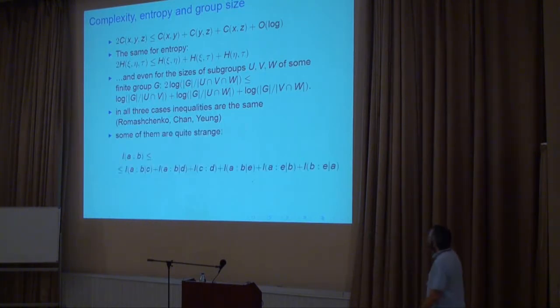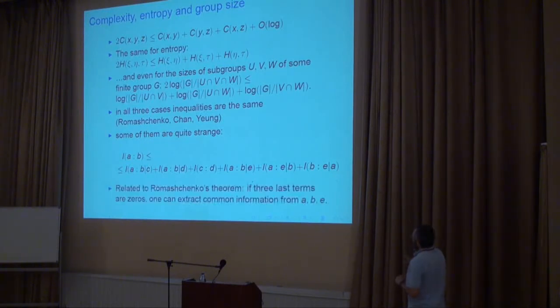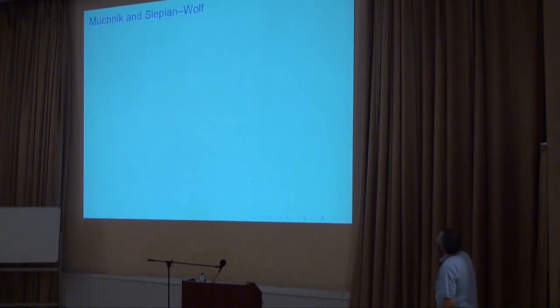And there is also a very strange inequality. I think it was discovered by Kostya and Yura Makarychev, Andrei Romashchenko, and Kolya Vereshchagin. This was published in this paper, I don't know. I just wrote it, I hope it's correctly written, but the idea is to show that there are quite non-trivial inequalities. It's also related to a nice theorem of Andrei Romashchenko about extraction of common information. But let me just show this strange inequality.